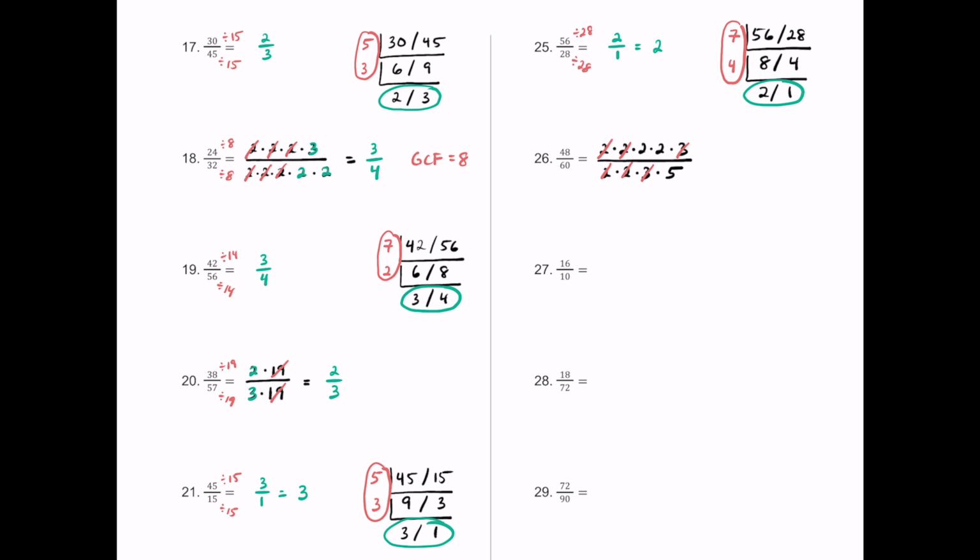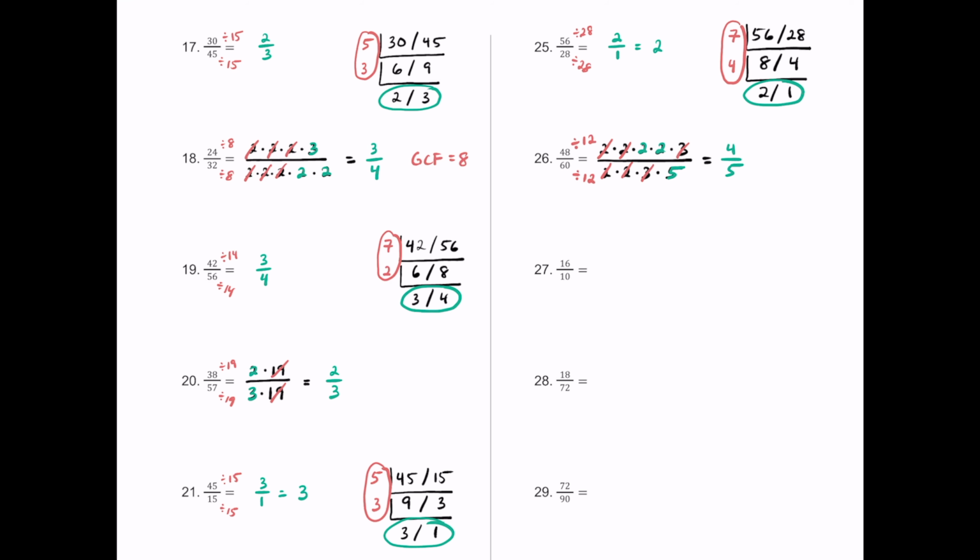And what are we left with? We're left with a 2 and a 2 on top, and then a 5 on bottom. So on top, 2 times 2 is 4, and on bottom we have 5. Now what did we technically divide top and bottom by? Well, 2 times 2 is 4, 4 times 3 is 12. So the GCF between the top and bottom happened to be 12.